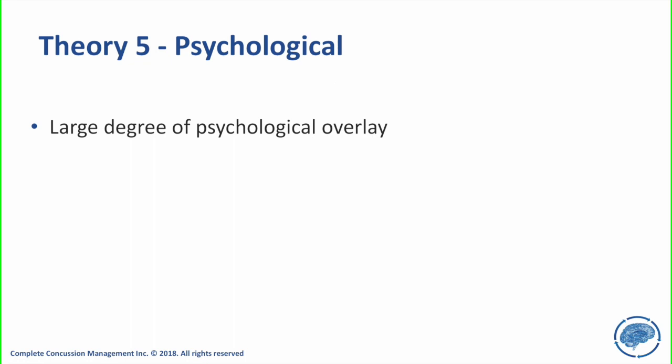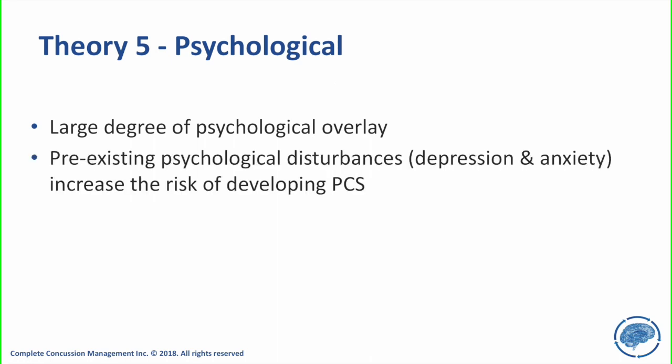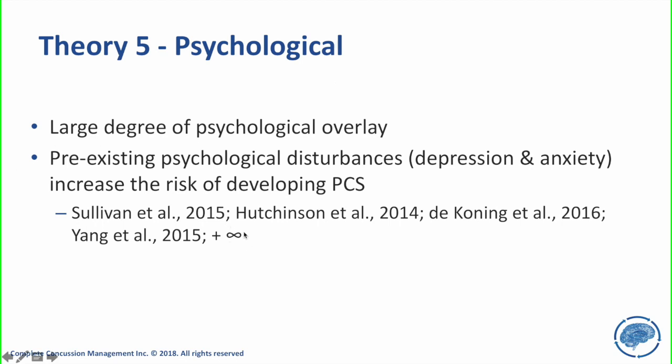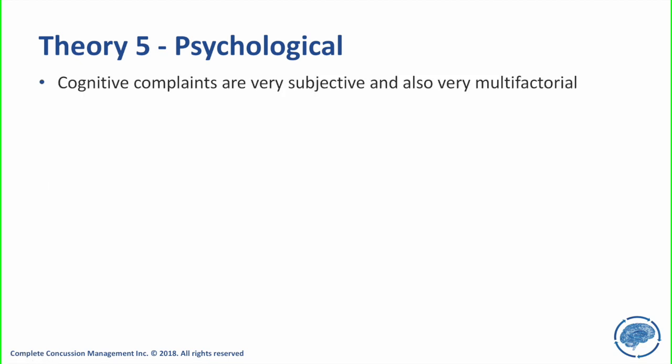Theory number 5, the psychological. There is a large degree of psychological overlay in every single concussion case. Pre-existing psychological disturbances such as depression and anxiety increase the risk of developing post-concussion symptoms. So if they already have these conditions, that's a red flag. Make sure you give them a lot of education when you first see them. I put infinity here because I couldn't fit them all in one slide if I tried. There are so many studies that demonstrate how depression and anxiety in the pre-existing state will promote the development of post-concussion symptoms.